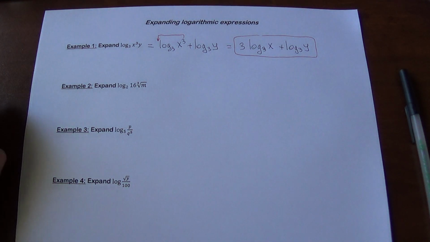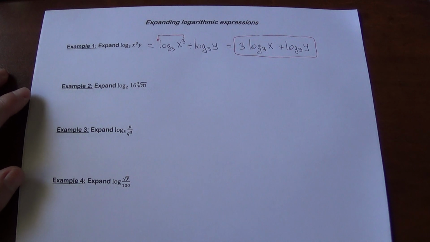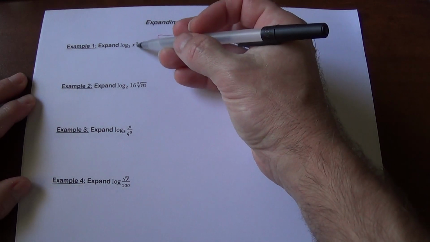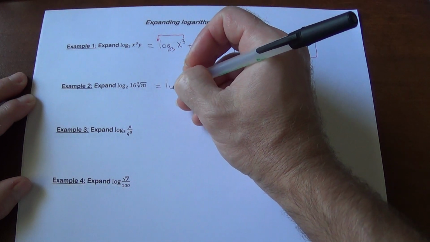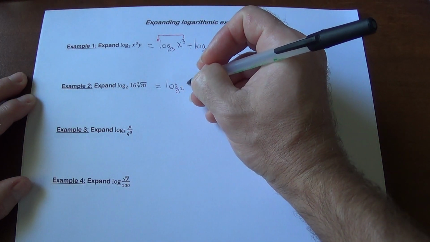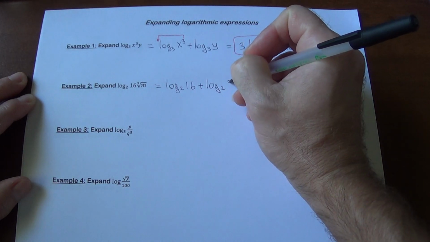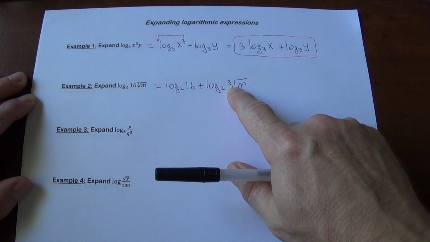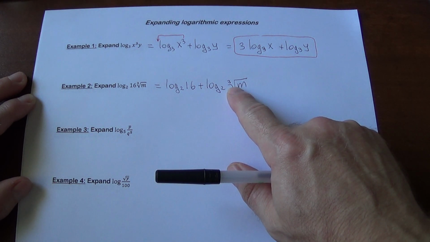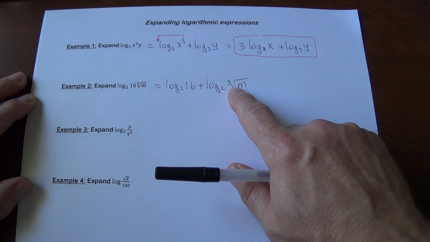Example 2 is log base 2 of 16 times the cube root of m. Similar to this, we have a product, so that's the first thing we're going to address. So it's going to be log base 2 of 16 plus log base 2 of the cube root of m. There's a couple of things here. We are not allowed to leave radicals, but we don't know how to do radicals, so we're going to need to rewrite that in a form that we can handle.